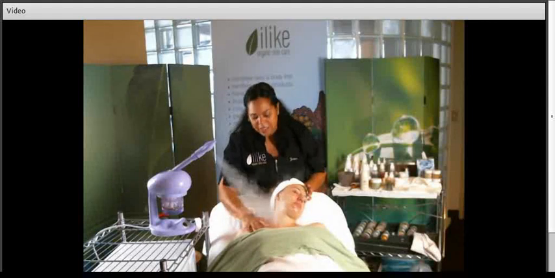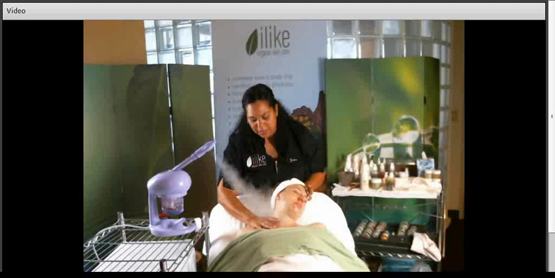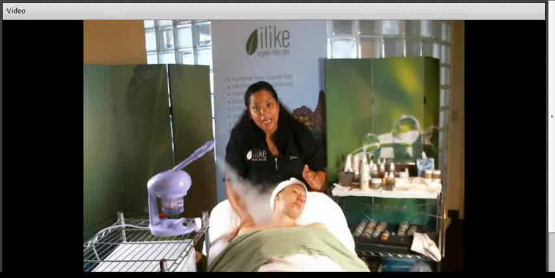or some of the alpha hydroxys, the fruit acids help to soften the skin, a gentle peel, and then also this type of softening effect from the spinach and horsetail.